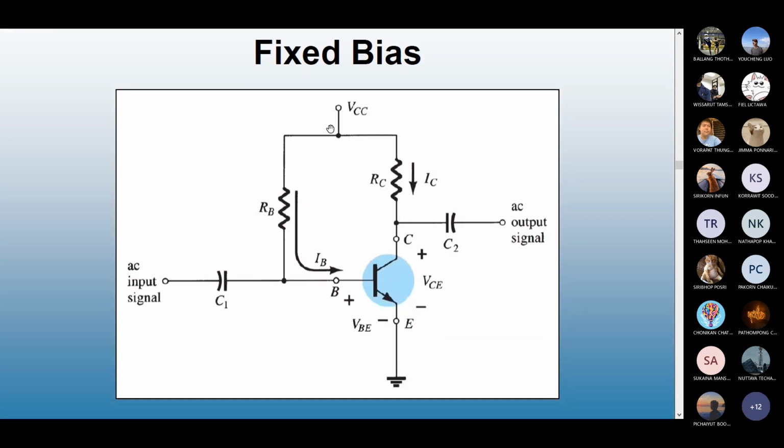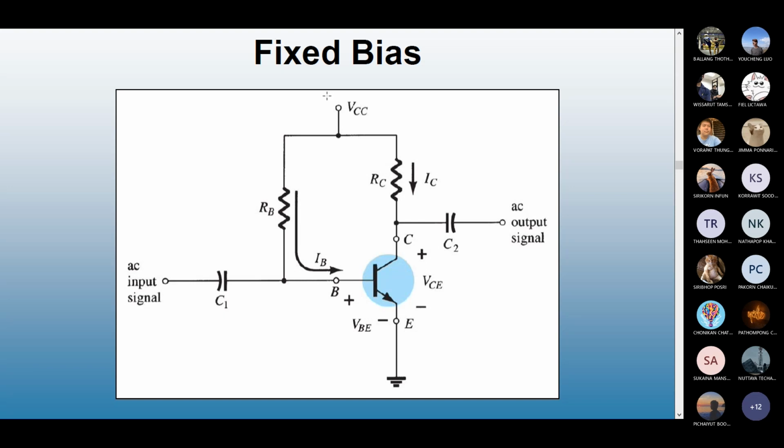So, fixed bias. What happens? First, look at the transistor. Is it PNP or NPN? NPN. When the arrow is pointing away, it is NPN. This is an NPN. You see the three terminals: base, collector, emitter. The vertical line of the transistor symbol is always the base.